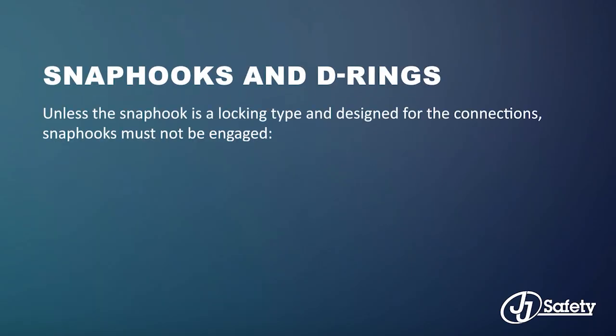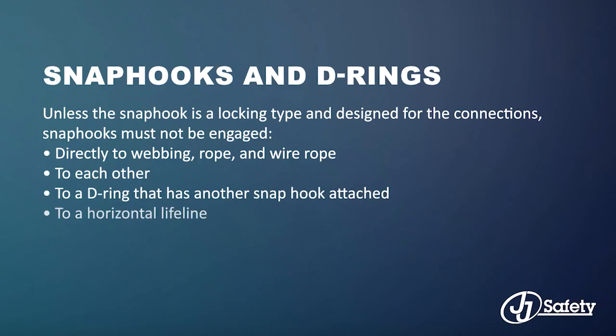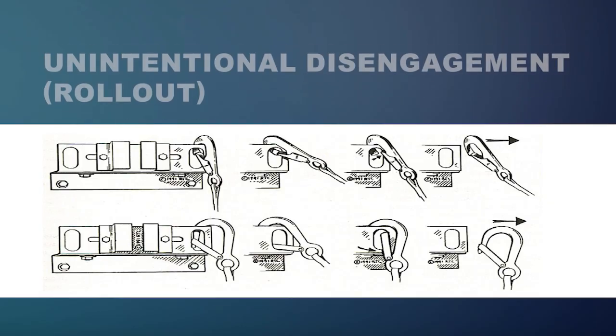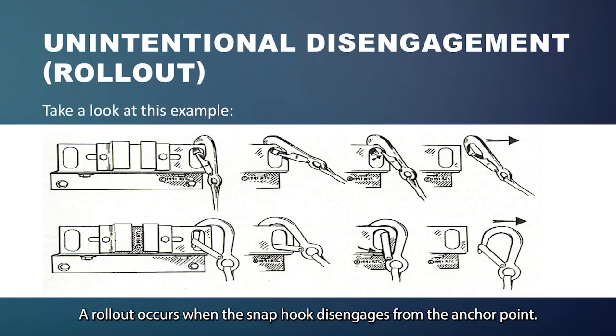Unless the snap hook is a locking type and designed for the connections, snap hooks must not be engaged directly to webbing, rope, and wire rope, to each other, to a D-ring that has another snap hook attached, or to a horizontal lifeline. Unintentional disengagement is also known as rollout. A rollout occurs when the snap hook disengages from the anchor point.